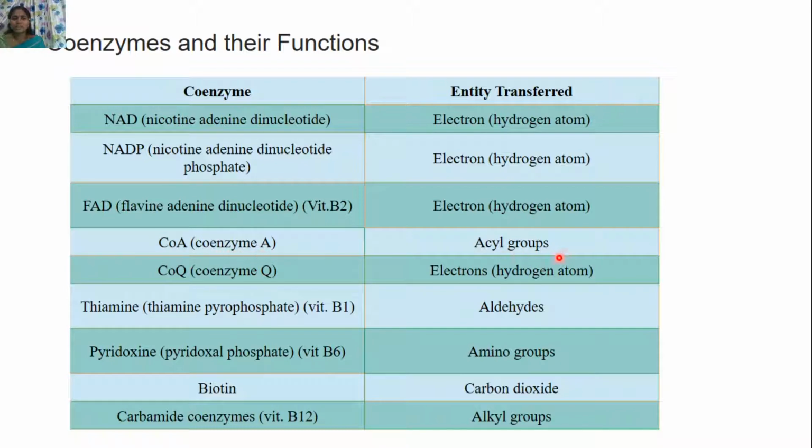Coenzyme A transfers acyl groups. Coenzyme Q is for electrons. Thiamine is for aldehydes, pyridoxine for amino groups, biotin for carbon dioxide, and cobamide coenzymes act in the transfer of alkyl groups. This is about coenzymes and cofactors.